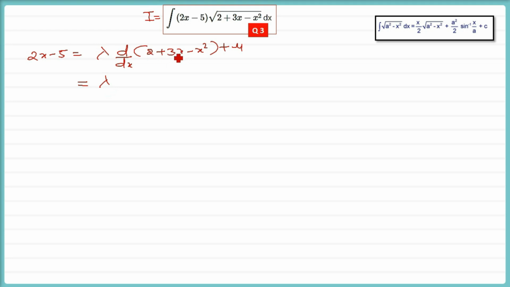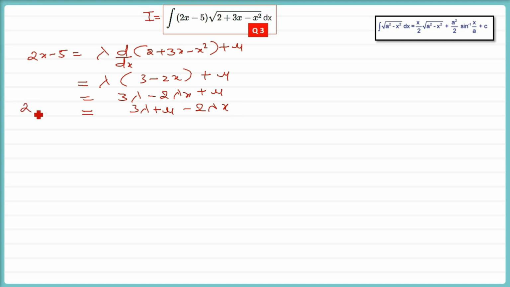What is the differentiation of 2 plus 3x minus x square? It will be simply 3 minus 2x. This is the differentiation, plus mu. Lambda and mu, we have symbols. You can use any other symbol, but this is the normal traditional way we do it. Multiply the things inside and now equate. That is x with x, x square with x square, constant with constant. We don't have an x square here. So 2x can be equated with negative 2 lambda x, which is the x term on the right hand side. This is the first equation. The second equation will be 3 lambda plus mu equal to negative 5. Now you see here 2 can be cancelled, 2x with x, so lambda becomes negative 1.